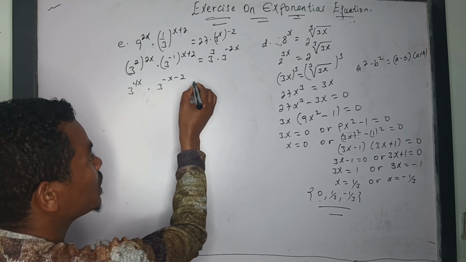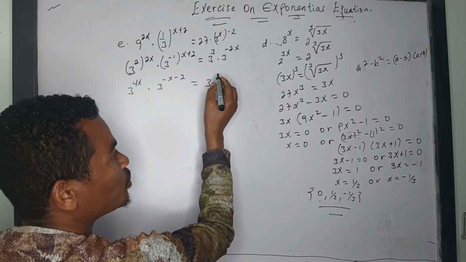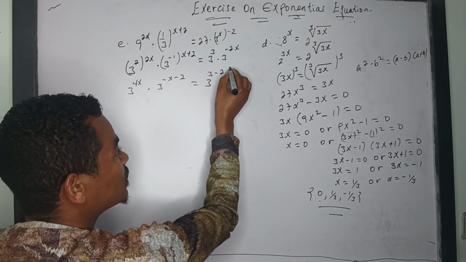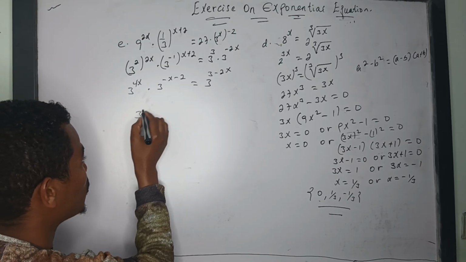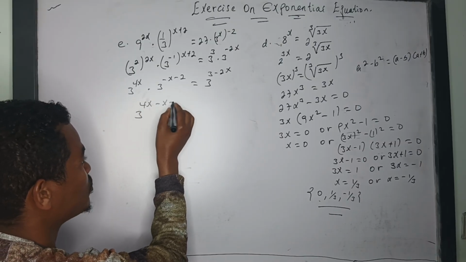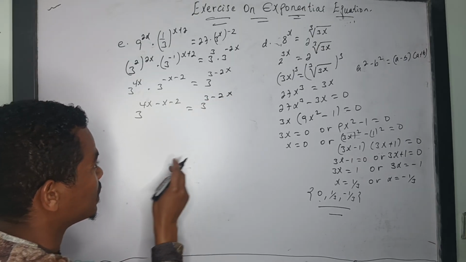is equal to 3 the power of ... The bases are the same. If the bases are the same, the exponents are added. That is 3 minus 2x. So this one, the bases are the same. 3 the power of 4x minus x minus 2 is equal to 3 the power of 3 minus 2x.